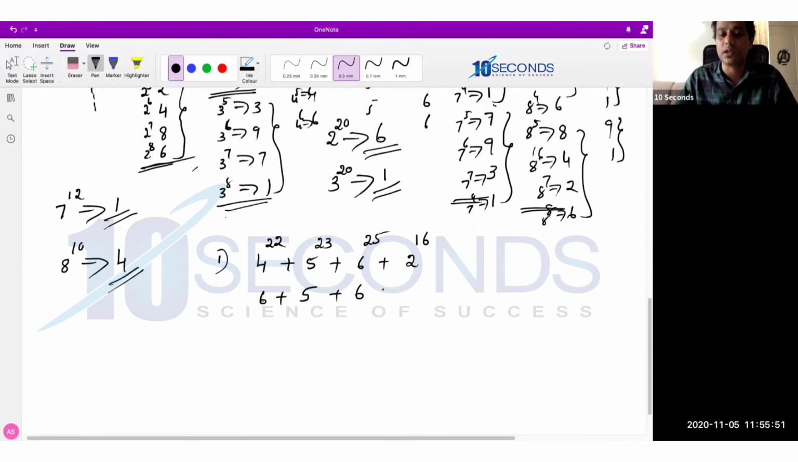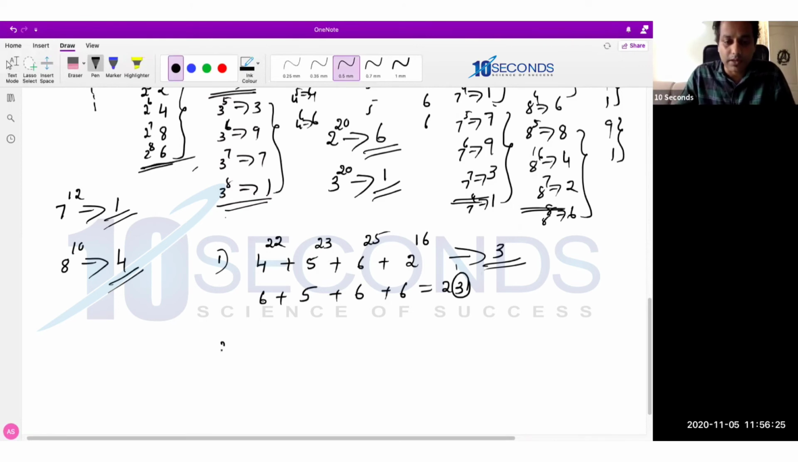6 is always 6. Now 2, either it is 2, 4, 8, 6. You can see it here, 2, 4, 8, 6. So what does 2 power 4 end with? 6. 2 power 8 ends with 6. 2 power 12 ends with 6. 2 power 16 also ends with 6 only. So when you add these 4 numbers, 6, 6, 6, 18, 18 plus 5 is 23. 23 ends with 3. So finally, the sum ends with 3. Last digit of the sum is 3.